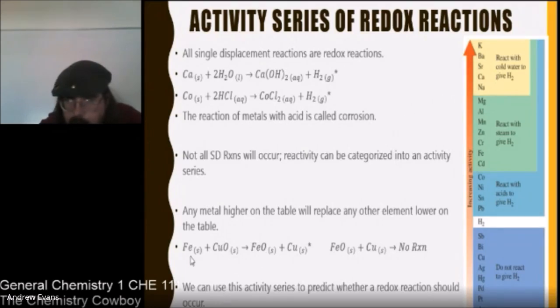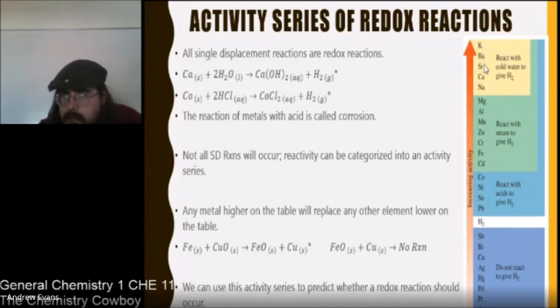So hypothetically, iron plus copper oxide goes to iron oxide and copper solid. You see iron's right there, copper's right there, so iron will replace copper. But if I put iron oxide with copper solid, you get no reaction. So it's going to go one way, but not the other. So we could use this activity series to predict whether a redox reaction should occur.